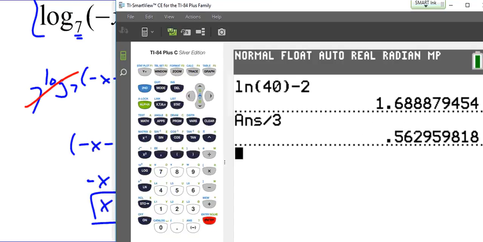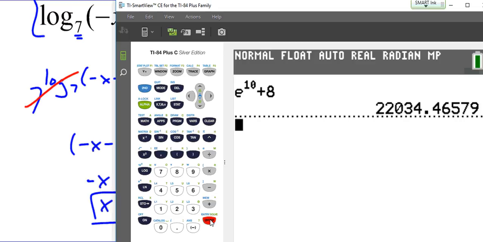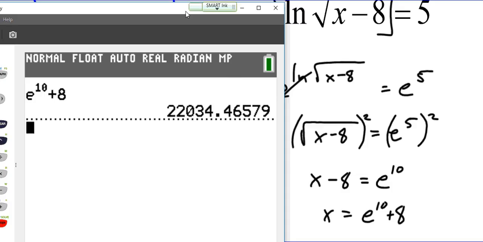So if you take that out, you can go over here and clear this. All right, we have e to the 10th, plus 8. And we press enter, and we get 22,034.465. So put that right over here. 22,034.466. All right, and there we have our answer.